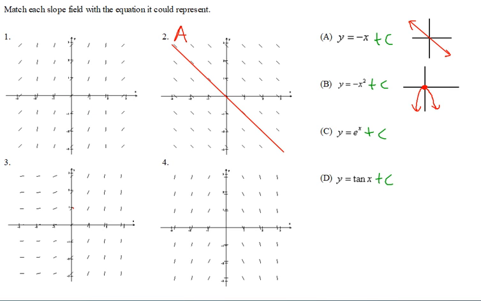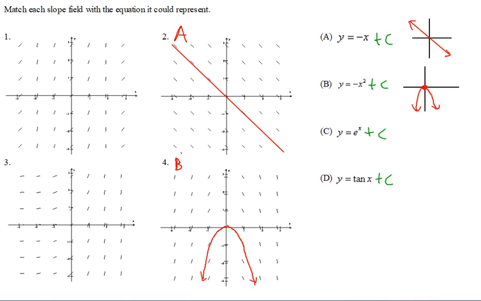This one doesn't look good here because it's not leveling off. That doesn't look good here. Same thing with this one actually. This one though, you can see it does level off there, it looks like, and then does curve down this way, and then does curve down that way. So this one fits B.